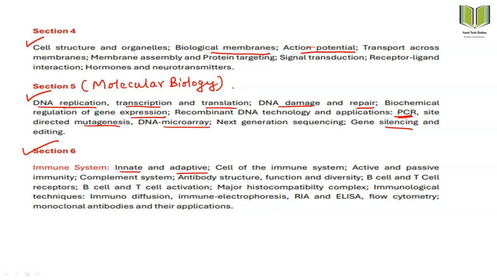Then cells of the immune system, B cells and T helper cells, we know that B cell T cell activation, then histocompatibility, immunological techniques like immunodiffusion, immunoelectrophoresis, RIA and ELISA, enzyme linked immunosorbent assay, flow cytometry, monoclonal antibodies, what are those, and their application, in which there is a very important portion which is known as vaccines.